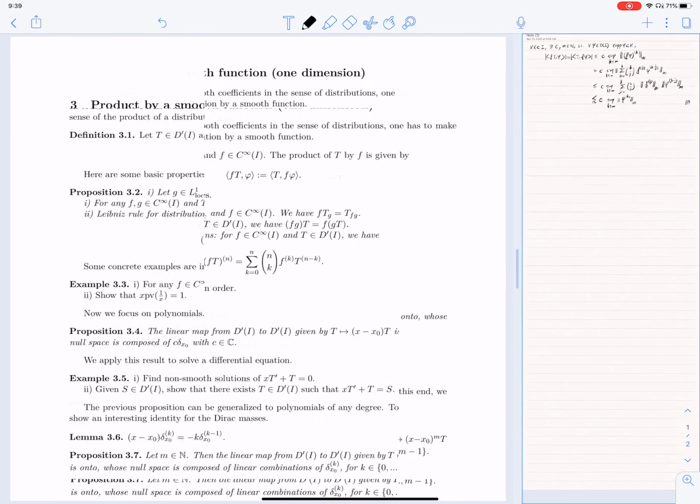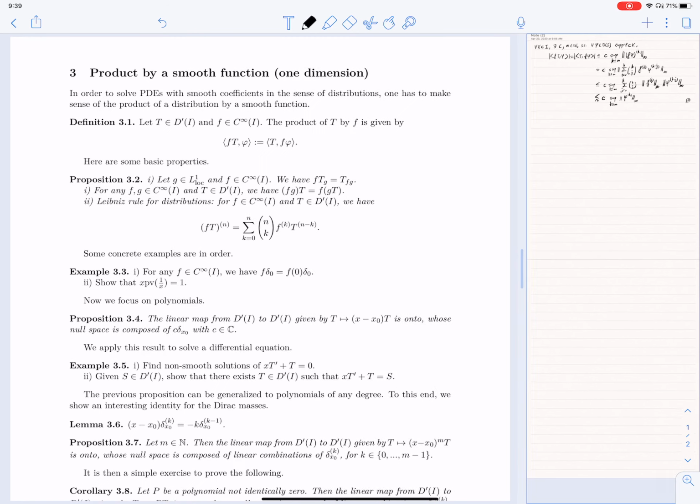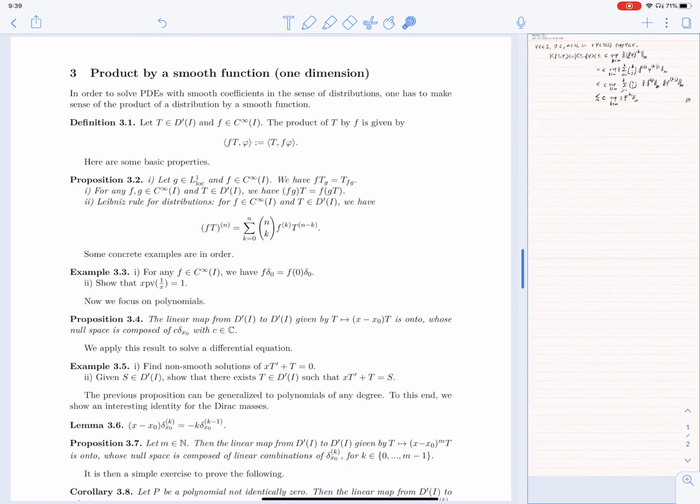So indeed this operation, the product by a smooth function, defines a distribution, which is nice, because we are still working within the class of distributions if we multiply a distribution by a smooth function. Next we consider a couple of examples. First, some basic properties, which say that this new operation of multiplication is consistent with the product of two smooth functions.